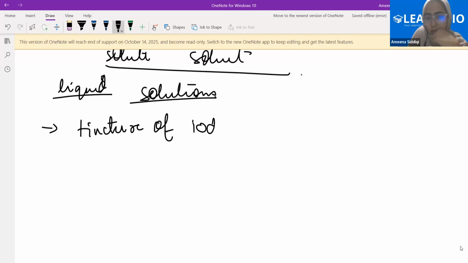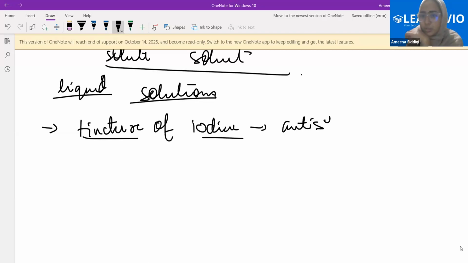Iodine plus alcohol. Tincture refers to alcohol. Iodine is a pure substance, an element. Alcohol is a compound, also a pure substance. Both of them have been mixed together in some variable composition. We can have slightly variable composition, and the properties of both of them we are seeing in the mixture. This is used as an antiseptic solution.